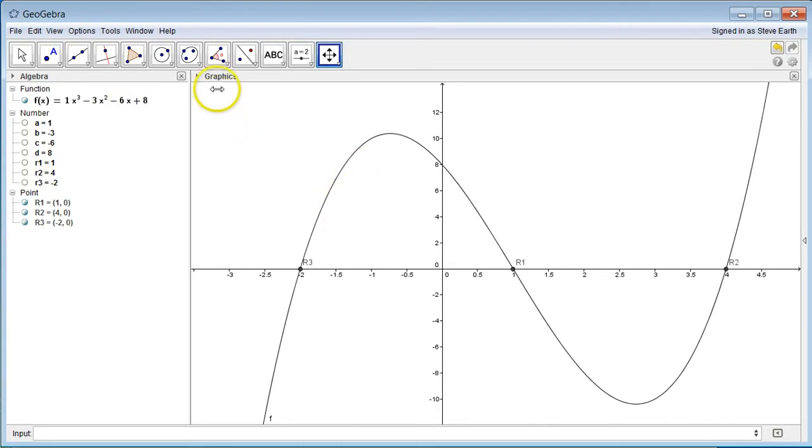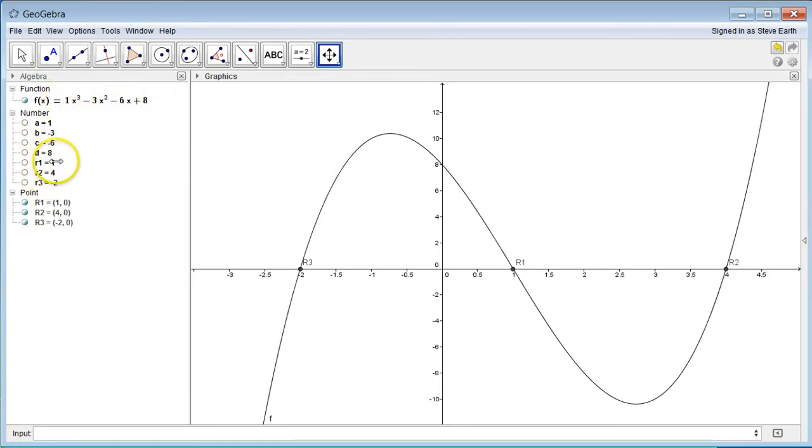And over in the graphics window, we can see here's our cubic. And you'll also notice that the x-intercepts are marked. So here's R1, R2, and R3. And also, if you'll notice back over here in the number section, the a, b, c, d, this is from our cubic equation, ax cubed plus bx squared plus cx plus d. There's the a, b, c, d right there.